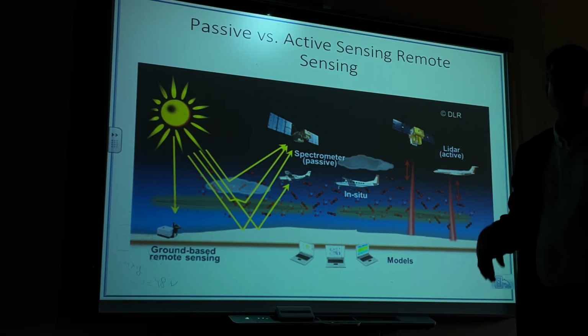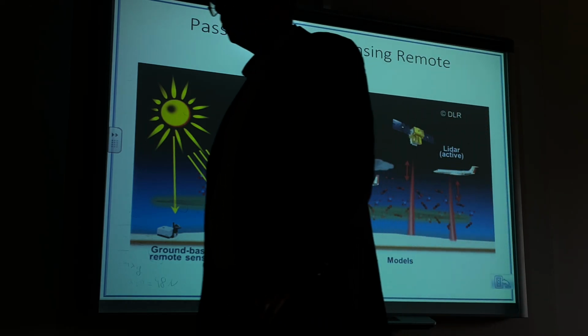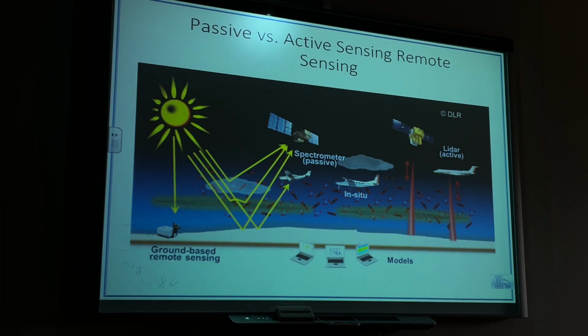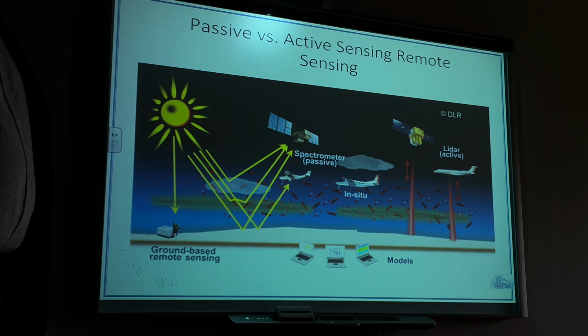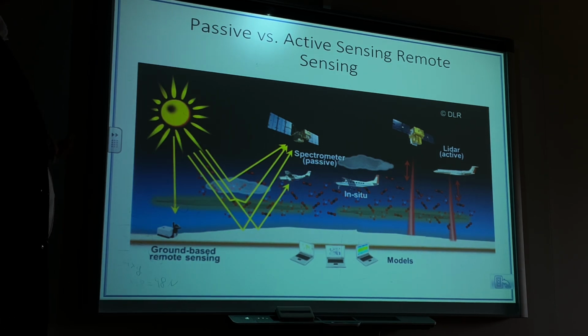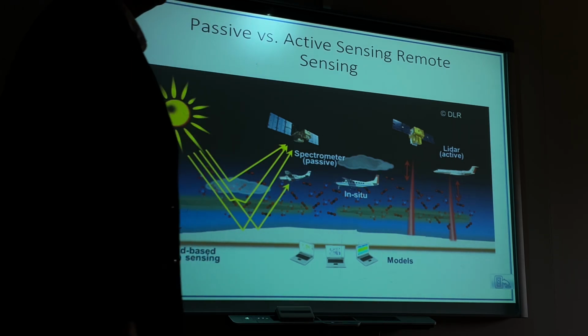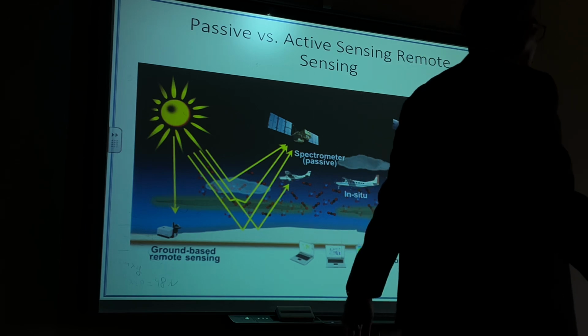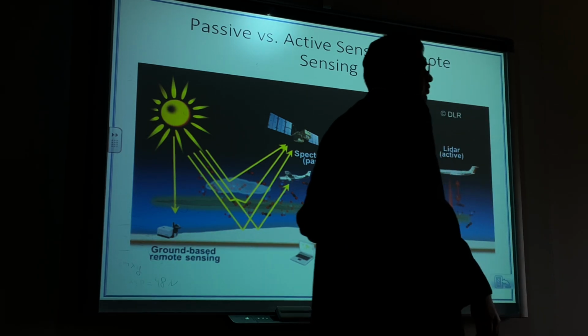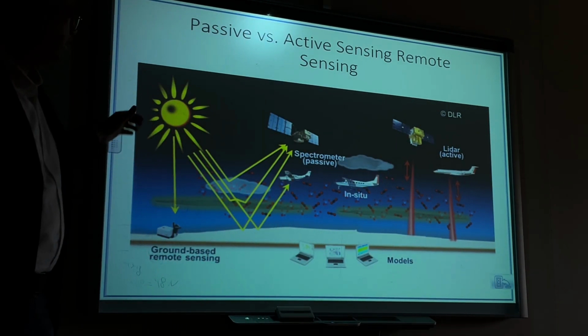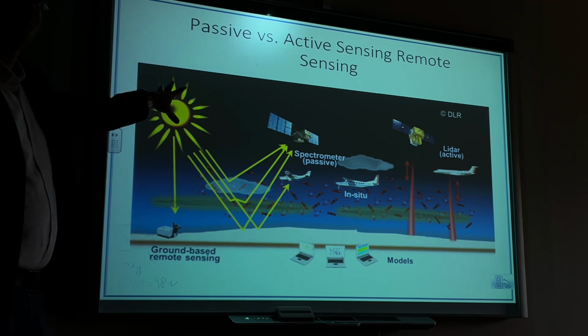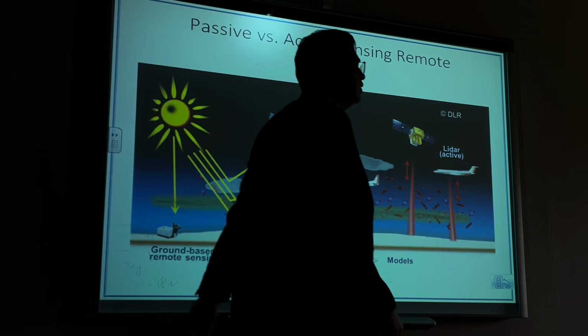Active remote sensing is possible to do at night. True or false? True. Yes, you can do it, because it is not depending on the sun. It has its own source, so it can be done at night, it can be done during the daytime, no issue. But passive remote sensing cannot be done at night, because it depends on the sun, so it has to be done during the daytime.